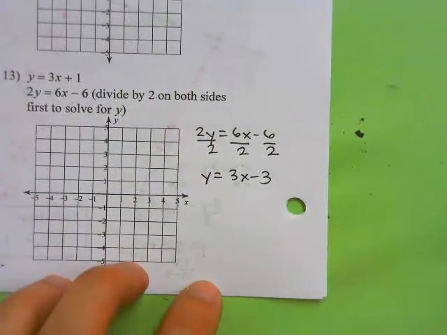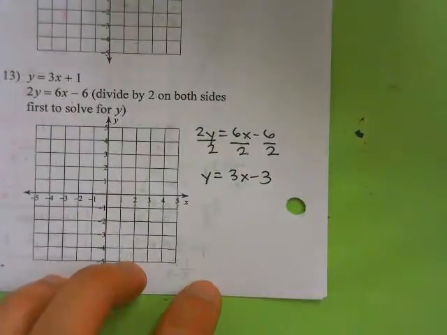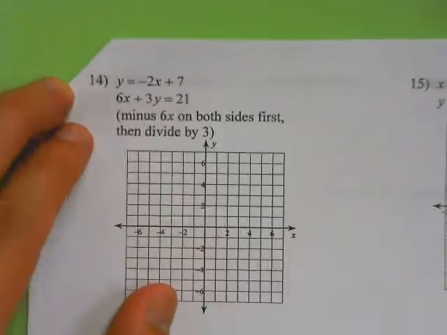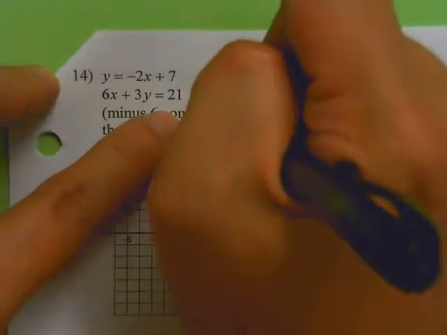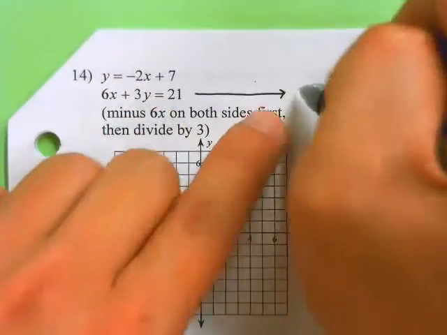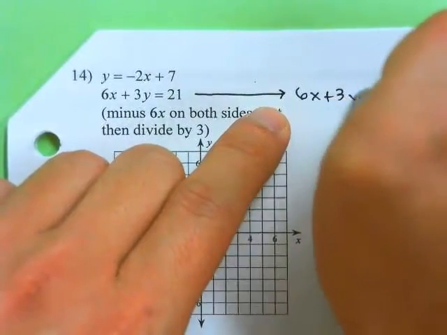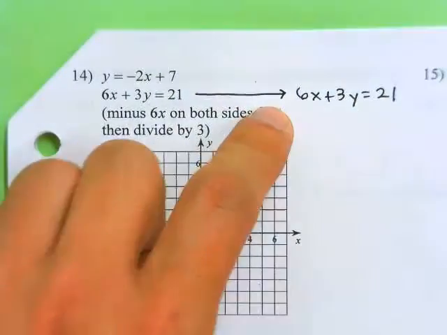Okay, if you want to follow along some more, let's do number 14, manipulations or changing the equation. Okay, the top one is already in slope-intercept form. We just got to do this bottom one over here. 6x plus 3y is equal to 21. Okay.